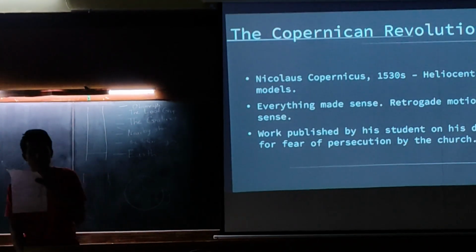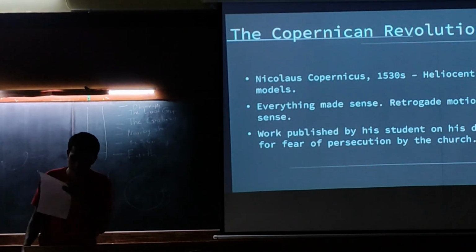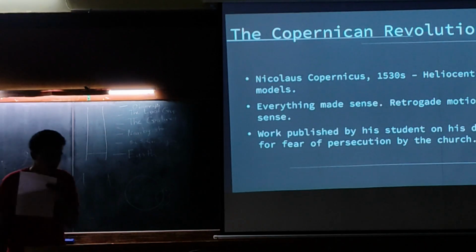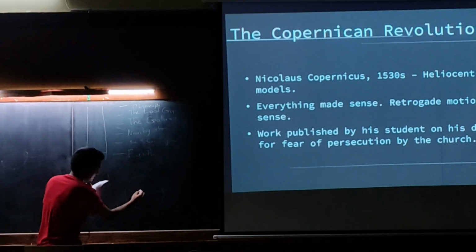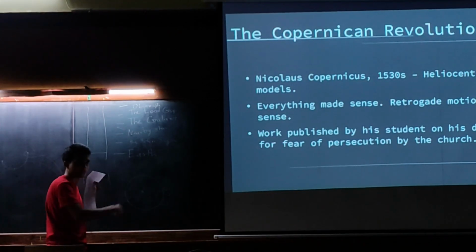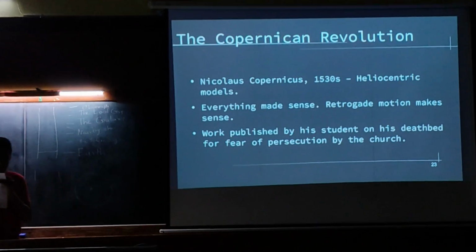In the 1530s, there was this Polish priest called Nicholas Copernicus, and he came up with a model which suggested something new. Before this, the Earth was at the center in the beginning. So all the circles were centered around Earth. The Earth was the center of everything. That was the idea before this.